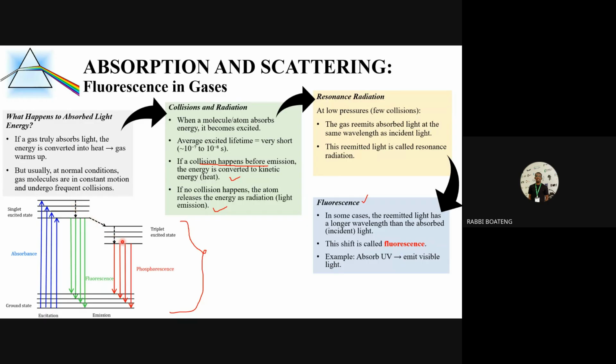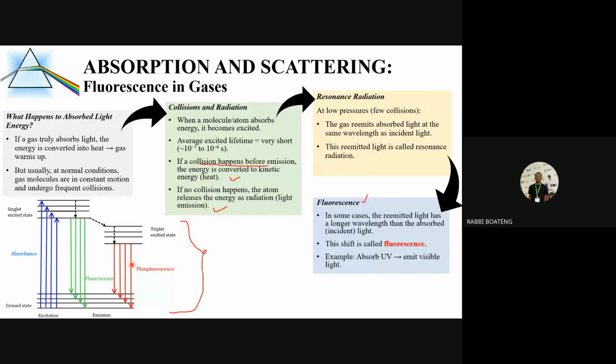And I told you that there's something we call phosphorescence that can happen. And that one, it takes time before it re-emits. There's another one that doesn't take time at all. Right after the absorption, it re-emits. In fact, the time of the re-emitting is about nanoseconds, which is very, very short.